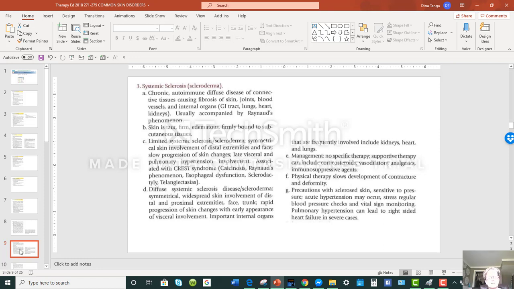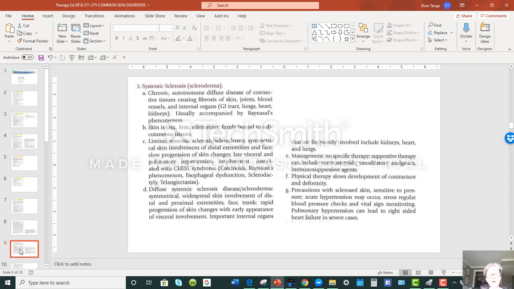Diffuse systemic sclerosis, scleroderma. So you have limited, and then you have diffuse. Symmetrical, widespread skin involvement of distal and proximal extremities, face, trunk. Rapid progression of skin changes with early appearance of visceral involvement. Important internal organs that are frequently involved include the kidneys, the heart, and the lungs.